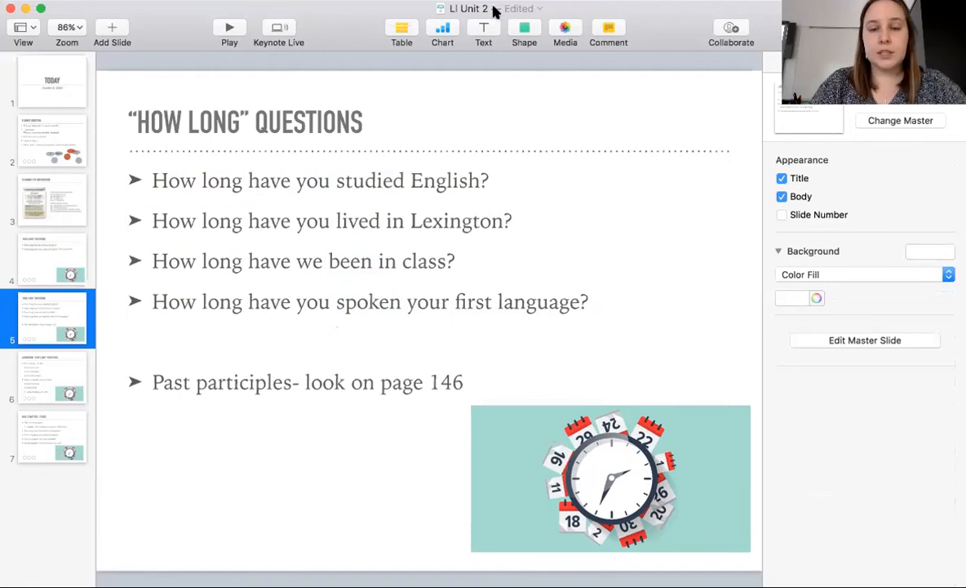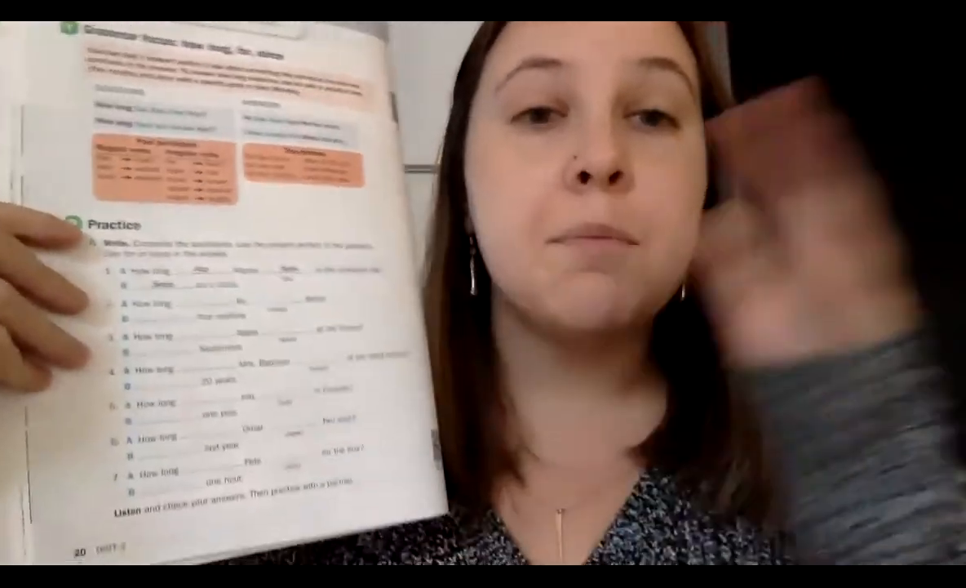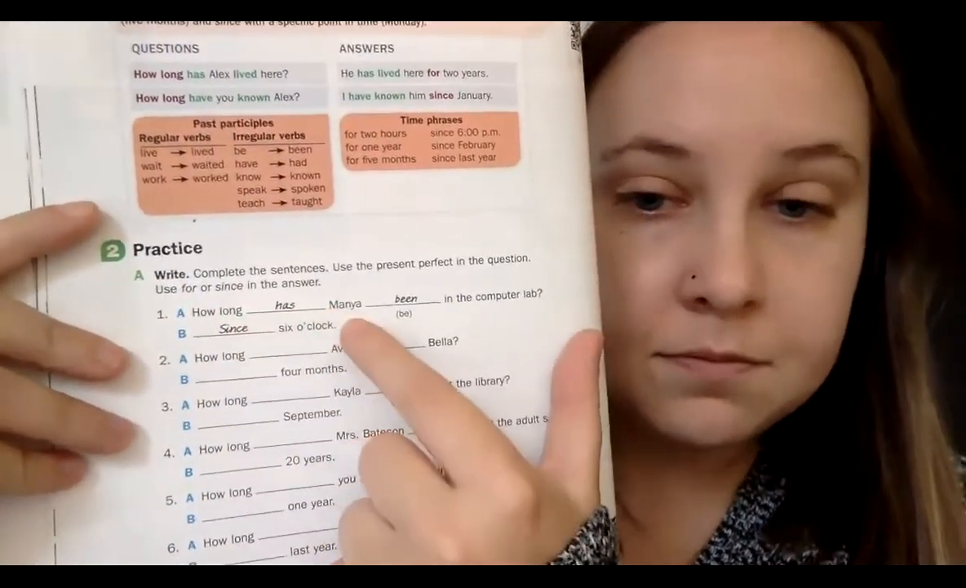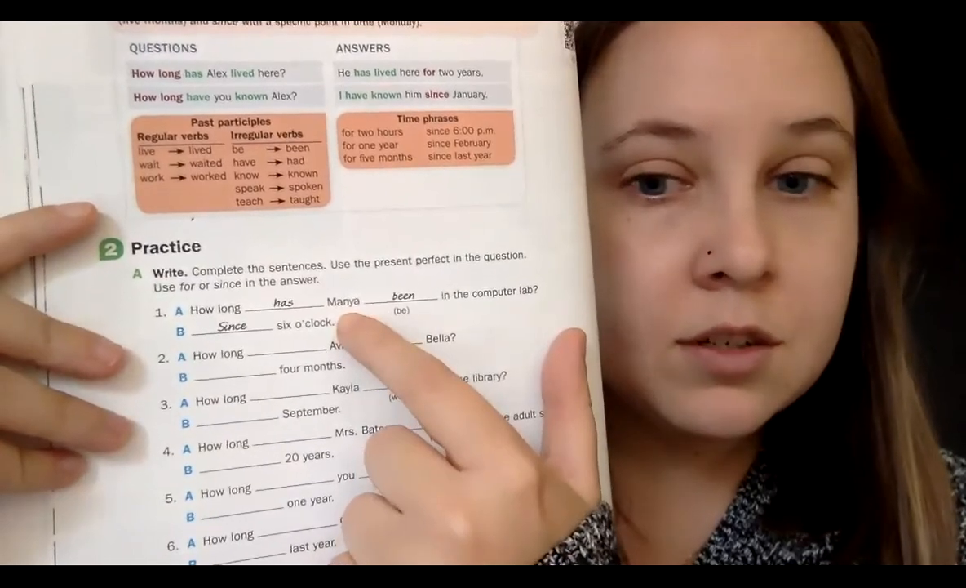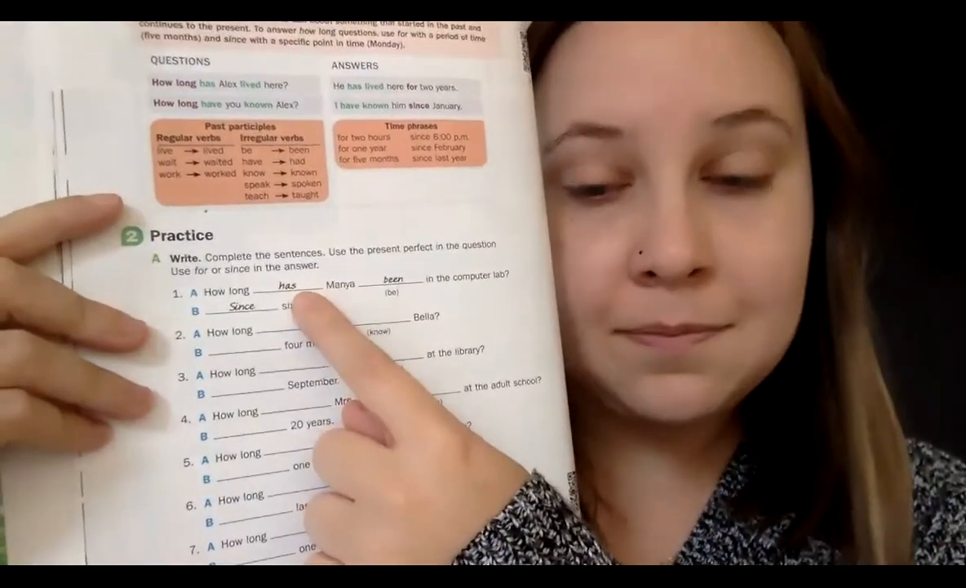For homework today, what you are doing is page 20. Here you have a list of questions and answers. I only want you to work on the questions. Just get used to putting in the correct version of have and the past participle. The first one is done for you. How long? And it's a name. So I have, you have, he, she, it, and names has.